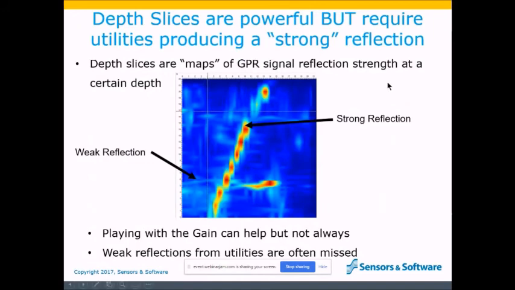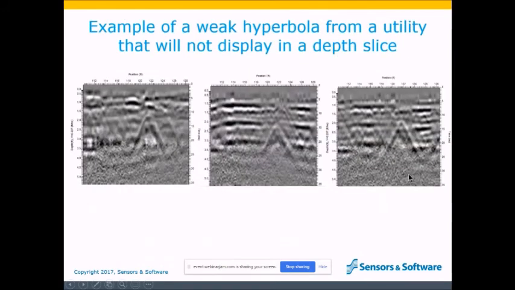Now, can you recognize this as a utility? This feature in here? If so, how confident would you be? So let's talk about increasing our confidence that a weak hyperbola is actually a utility. Here's an example of weak hyperbolas that are clearly visible to your eye, but are too weak to appear as a strong linear target in a depth slice.